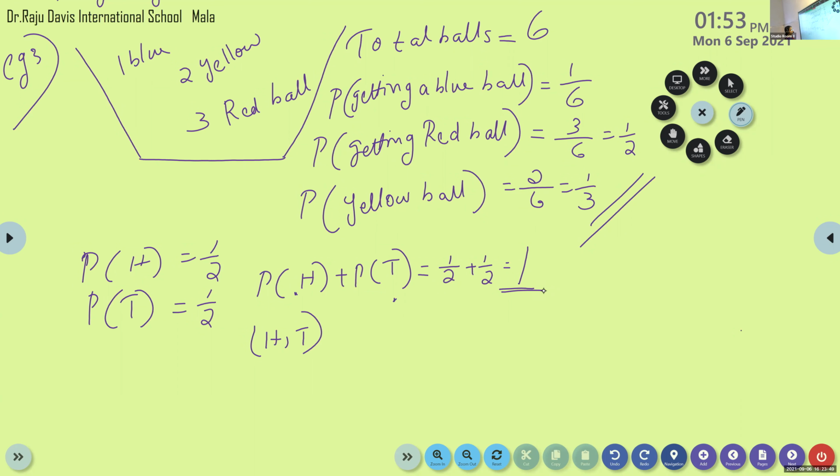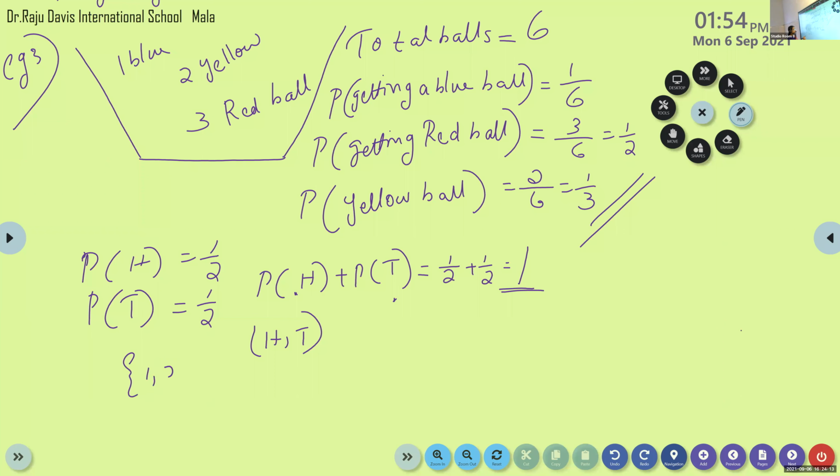Similarly, one more example. Here we have 2 outcomes. We add the probability of both outcomes, the sum of probabilities of all the outcomes. Here all means only 2, head and tail. The probability of head is 1 by 2, the probability of tail is also 1 by 2. We will get 1.